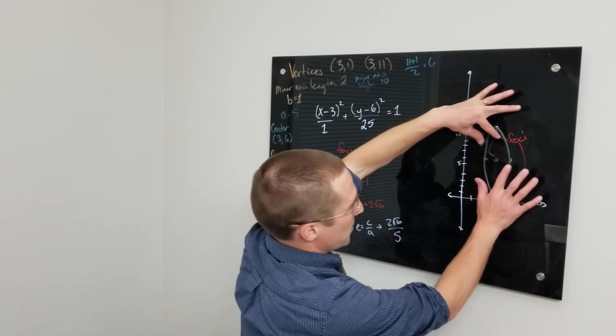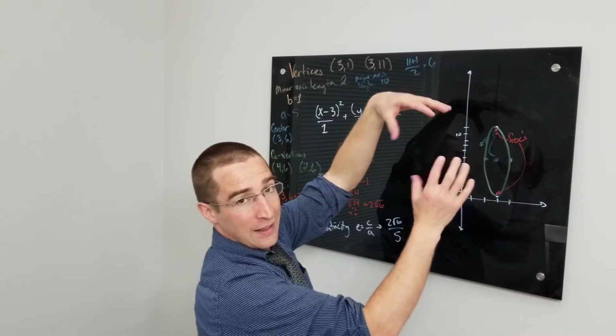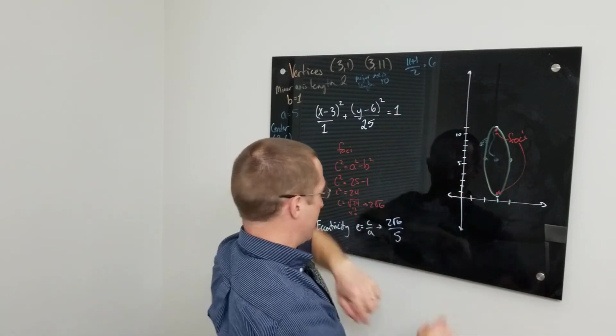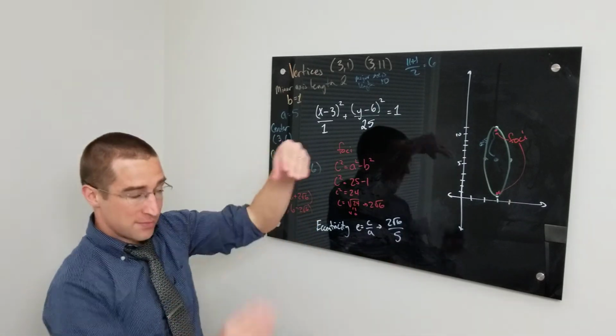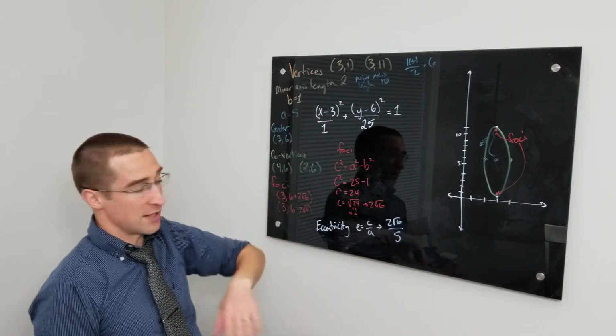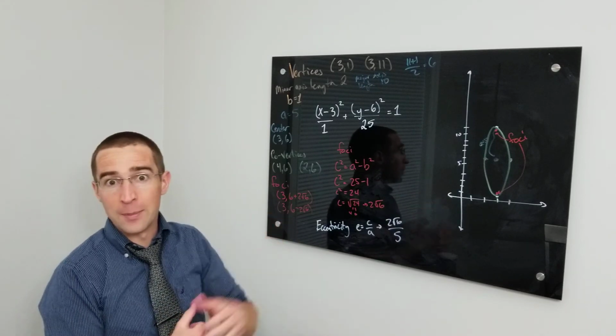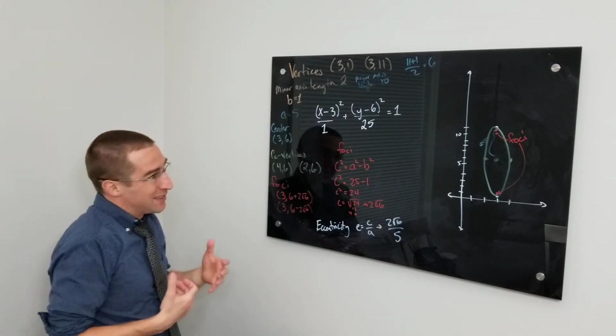This is like a real skinny, hot dog, not circle ellipse. This is close to 1, so that tells us, if we just knew the eccentricity, that it would be a flatter ellipse. Okay, so that's that.